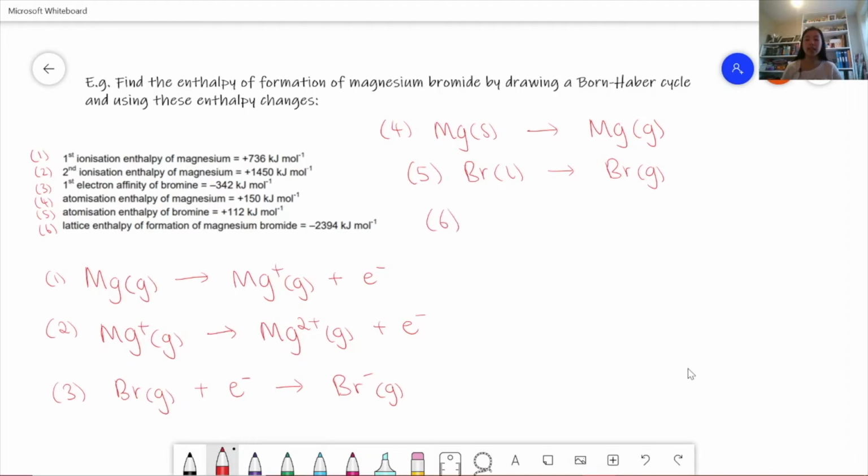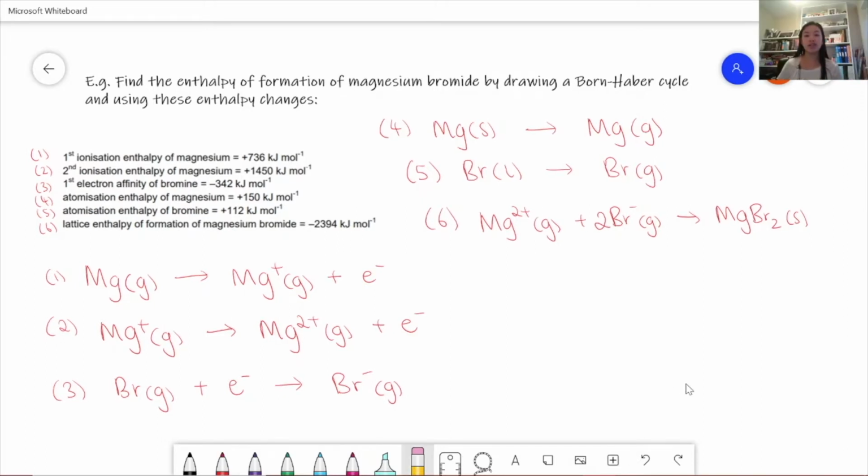And then for number 6, the lattice enthalpy of formation of magnesium bromide. The definition of lattice enthalpy of formation is the enthalpy change when 1 mole of that solid ionic compound is formed from its constituent ions in the gas phase. And so magnesium bromide is made out of magnesium 2 plus ions and bromide ions. So that's what we have. We have magnesium 2 plus ions, which are gaseous, and then we have bromide ions, which are also gaseous. And they go to form this magnesium bromide compound. So it's a solid. And that means that we need 2 of these bromide ions. And so these are all our equations.